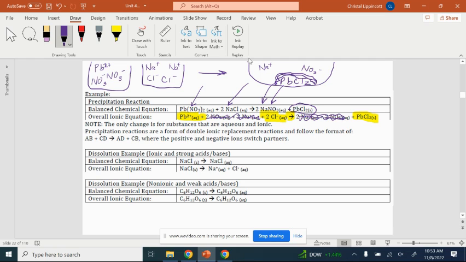So if I had, for example, NaNO3 plus KCl, the K would supposedly go with the NO3 and the Na would go with the Cl. What do I have? They're both still aqueous, so there's no reaction here. Nothing happened. Nothing changed. These are still both aqueous. Everything's floating around still.